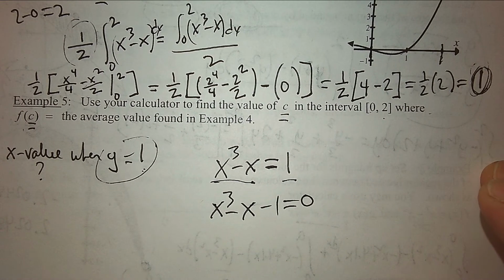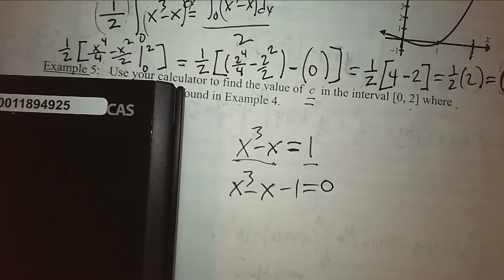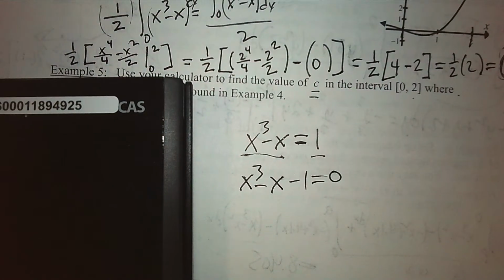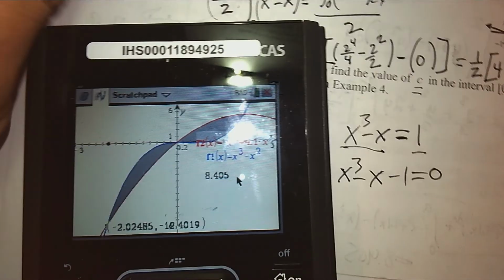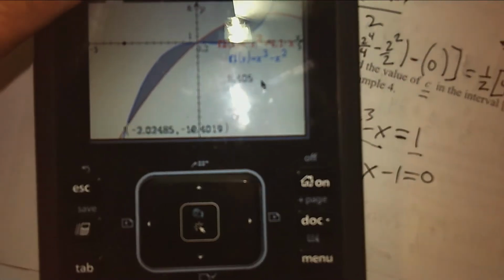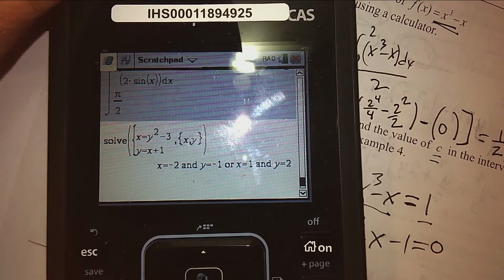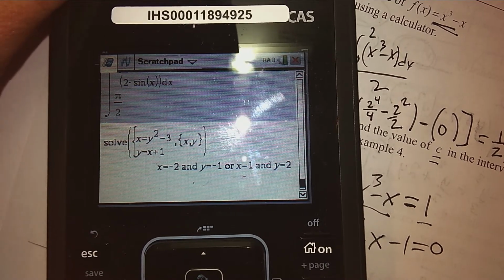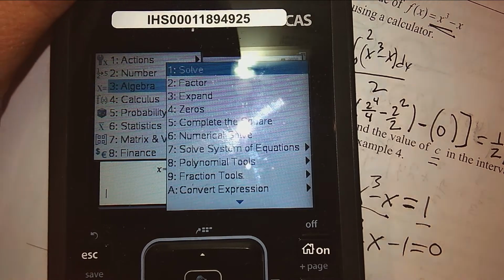I love the ability to keep going back to your calculator to be able to solve it. So I'm going back to my calculator. How do I get off this graphing part? I press the calculator button. That's the scratch pad. And then how do I solve an equation? I press menu, I go to algebra, and then I go to solve.